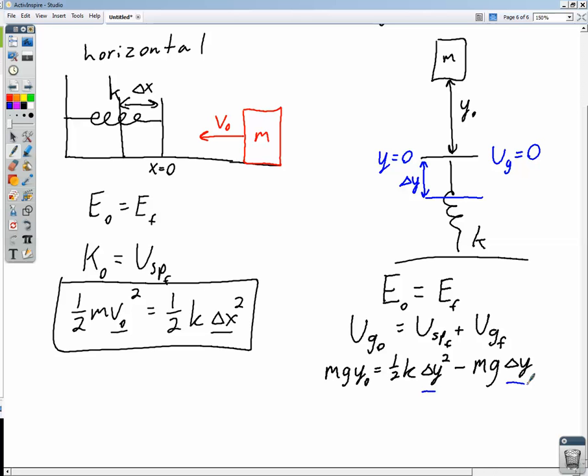So again, to review, start here, set your reference level. Where is your spring potential energy 0? Where is your gravitational potential energy 0? Fill in the types of energies you've got at the beginning and at the end. Fill in what you know. Solve for what you're trying to get.